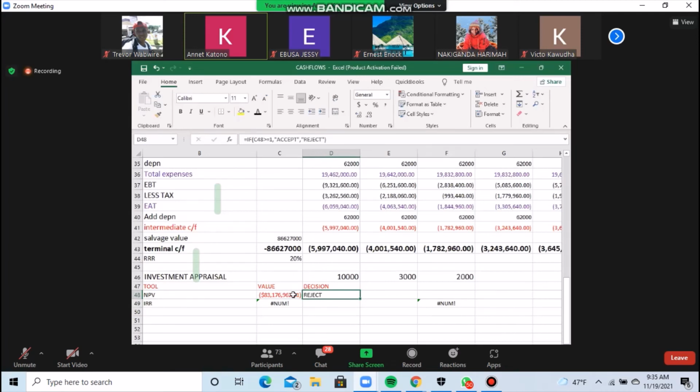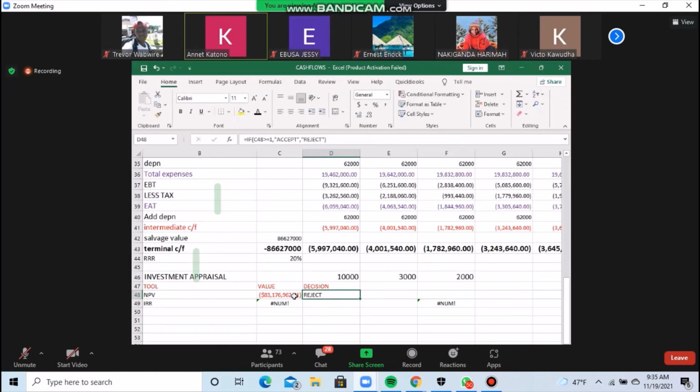Remember, we are looking at making decisions on whether to start a particular project or not. And the values that we have will always guide us. So reject it. Why? NPV is less than 0. If NPV is greater or equal to 1, accept it.